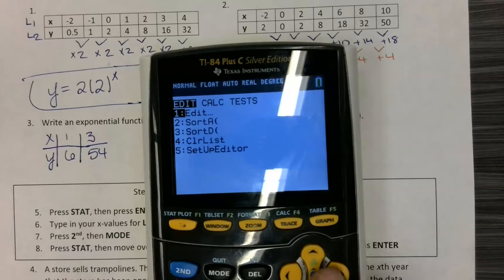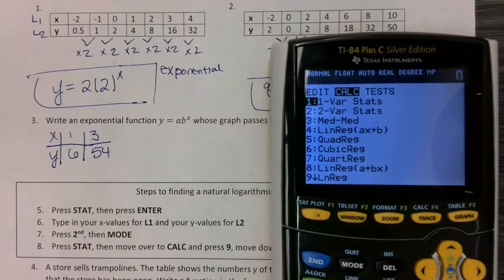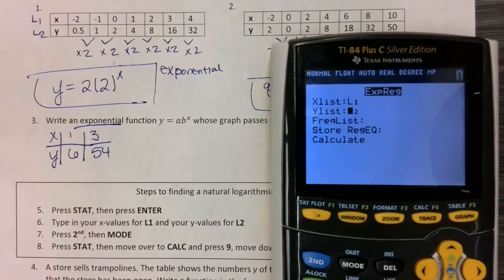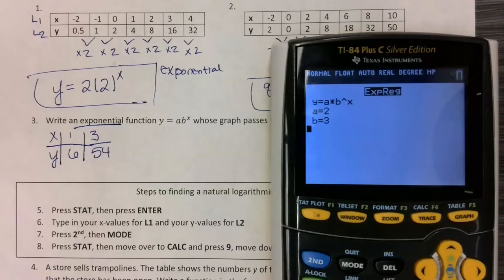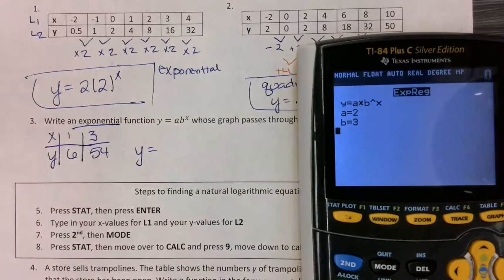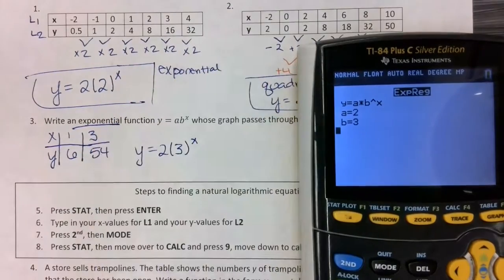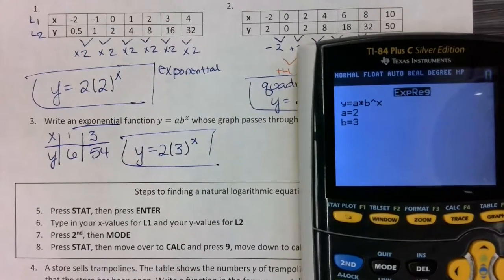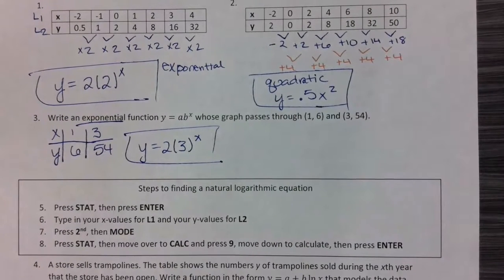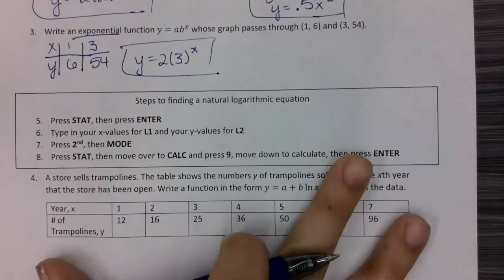Okay. How do I know which one to use? Good question, Avery. What does the question tell me? Exponential. So 0. Then what's my equation? Y equals 2 times 3 to the power of x. Questions there? One more. It's still on the calculator.